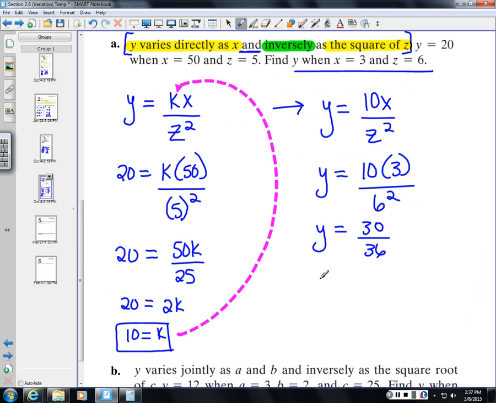Of course, that doesn't divide evenly. Don't give me a decimal. We reduce our fraction to 5 over 6. That's the exact answer. We don't want to give a rounded decimal answer because that's just an approximation. We always want to give the exact answer, which is 5 over 6.